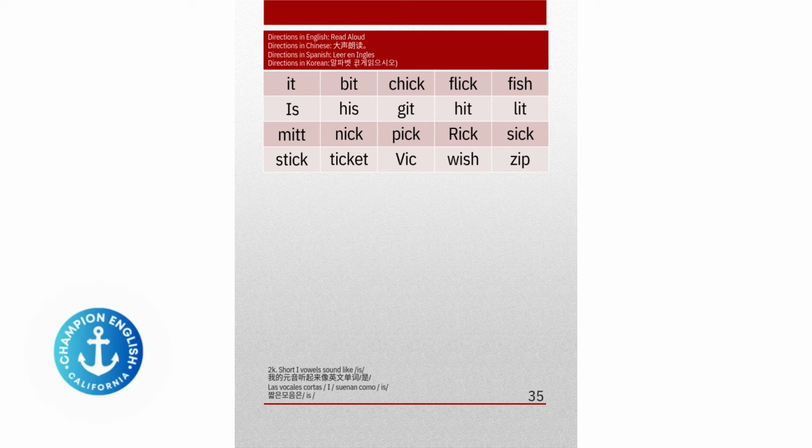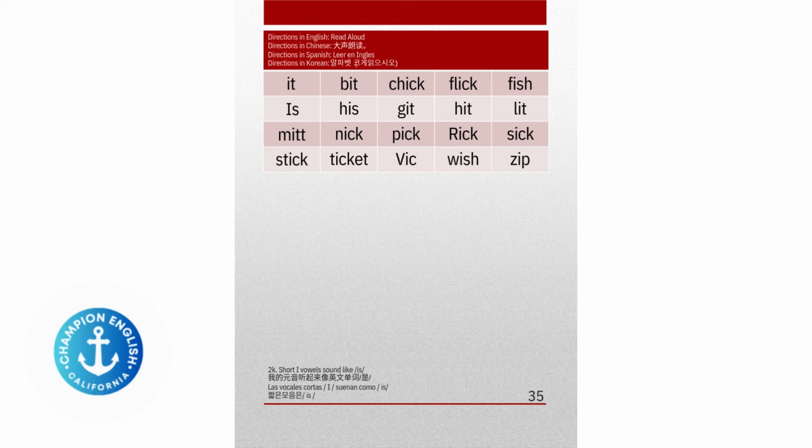R and ick, rick. S and ick, sick. St and ick, stick. T and ick, ticket. V and ick, Vic. W and ish, wish. And Z and ip, zip. Good job, students. And let's go on to the next page.